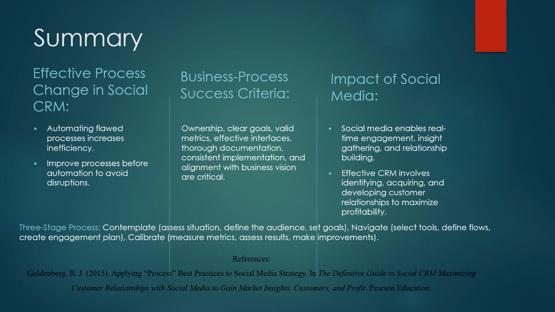Social CRM isn't just about automating interaction on social media. It's about refining and perfecting the underlying process first. Our research highlights key success criteria for business processes, emphasizing the importance of clear goals, consistent metrics, effective interface, and alignment with the overall business vision. We've illustrated these points with real-world examples from global companies, showcasing how effective process improvements can lead to remarkable outcomes in customer engagement and lead management.